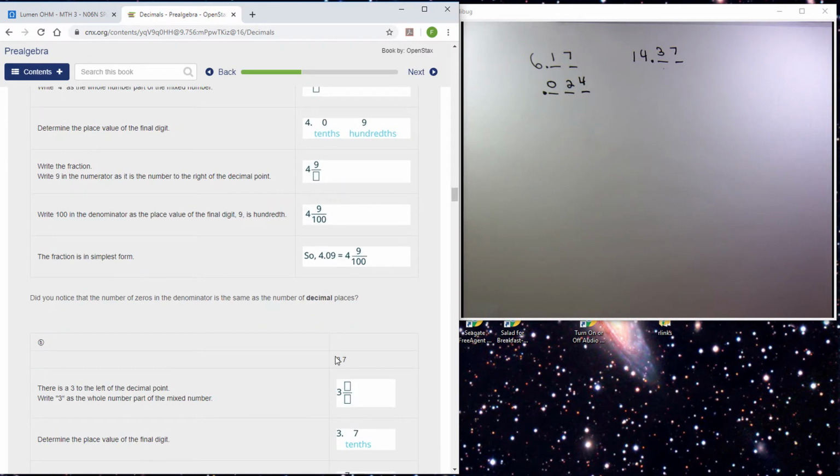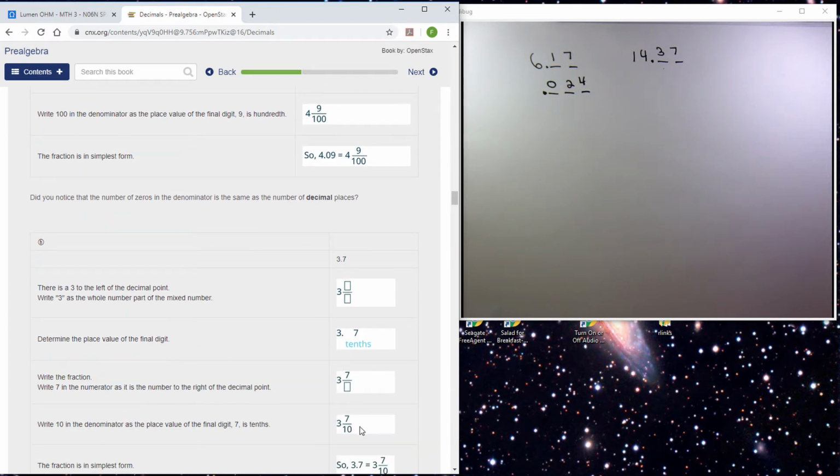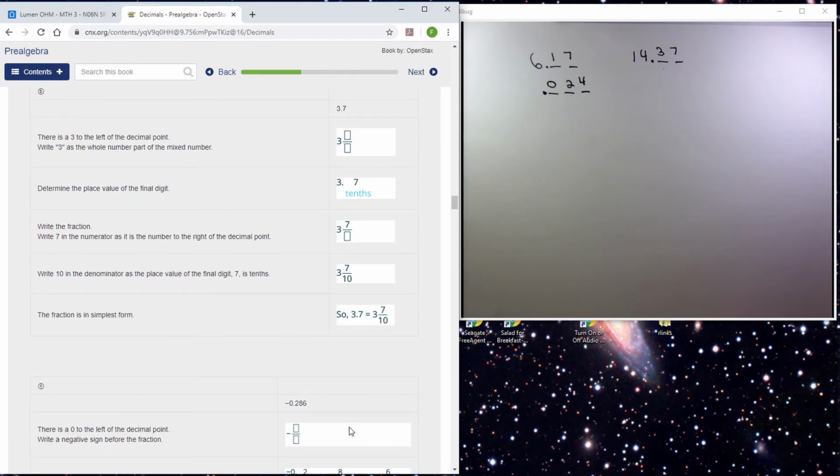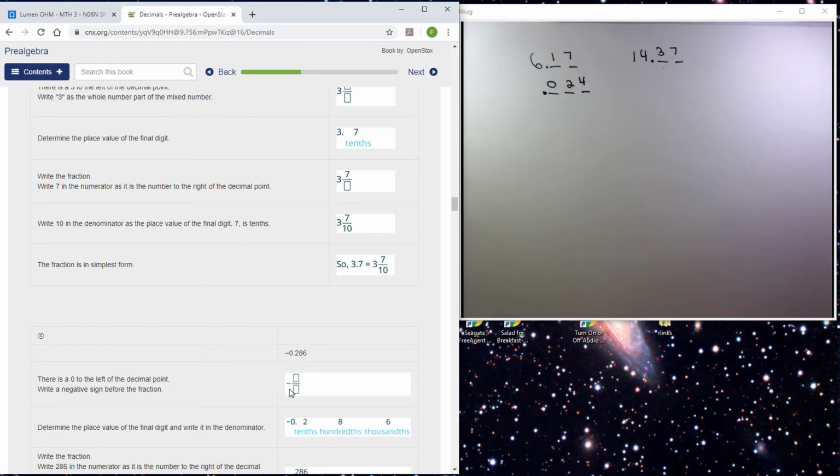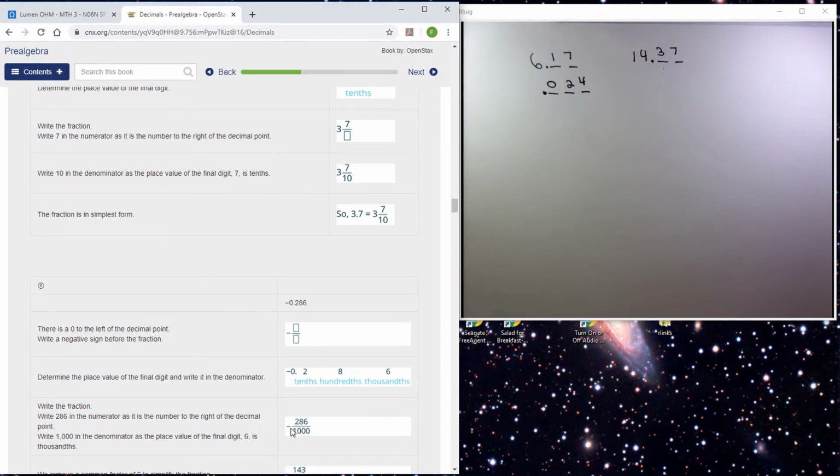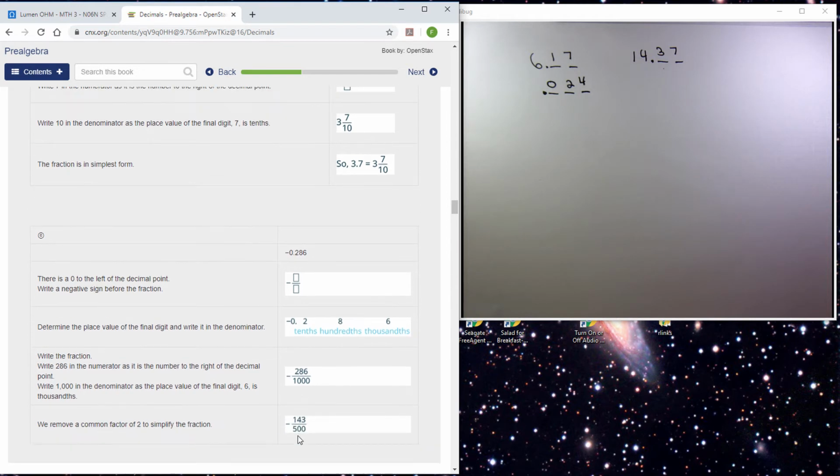Let's look at another one. This one we have 3 and 7 tenths. Notice that 7 is in the tenths place, so the denominator is going to have a 10 in it. So we have 3 and 7 tenths. The last one here we have a negative, so we're going to have a negative fraction here. And notice the 6 is in the thousandths place. So the denominator is going to have 1,000 in the bottom. So it's going to be a negative 286 over 1,000. And since these are both even numbers, they simplify to a negative 143 over 500.